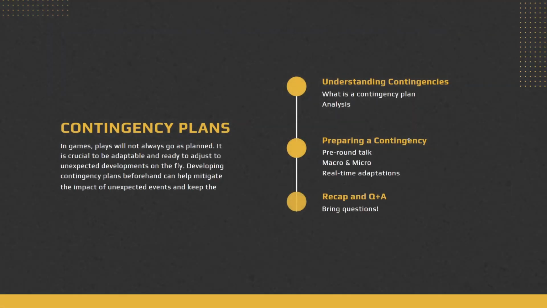So we're going to be looking at a couple of different things. The first one, of course, is understanding what a contingency is. I'm going to go a little bit more in depth as to what that is. And then after we've looked into what you can analyze in your games and everybody else's games, we can start talking about what you can actually do to create these contingencies. So let's get started.